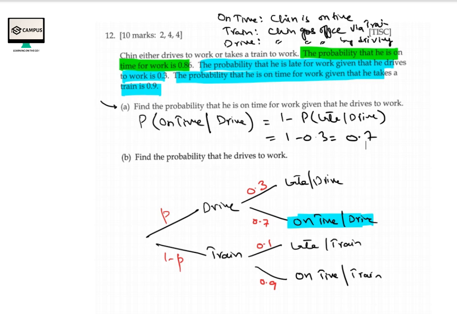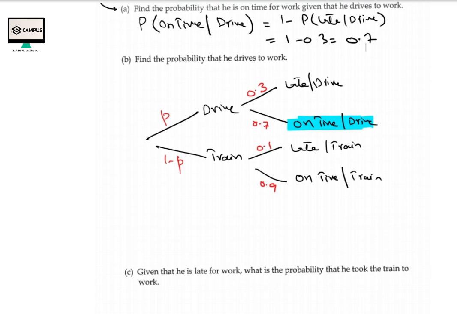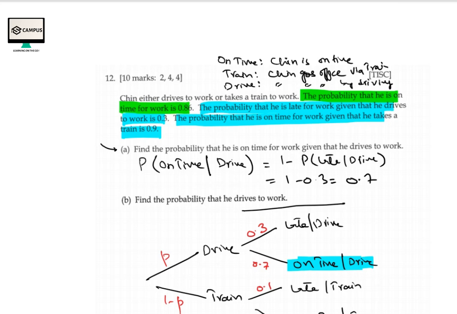Moving on to part B, find the probability that he drives to work. All right. So we know this particular portion of the probability. We know all four of them. But now we need to find the probability, and we have already defined that small p. We need to find this probability p, which says the probability that he drives to work. All right. We also know from above that the probability of Chin being on time is 0.86, right? Mentioned over here.